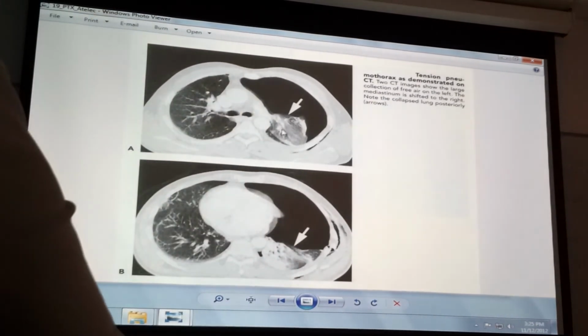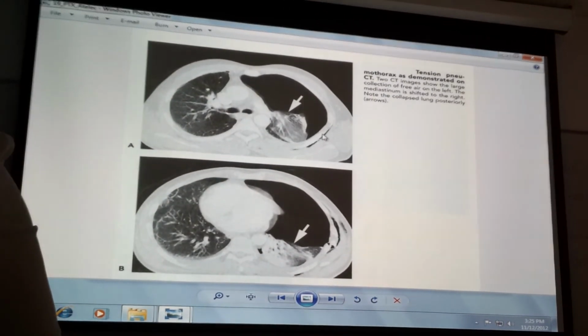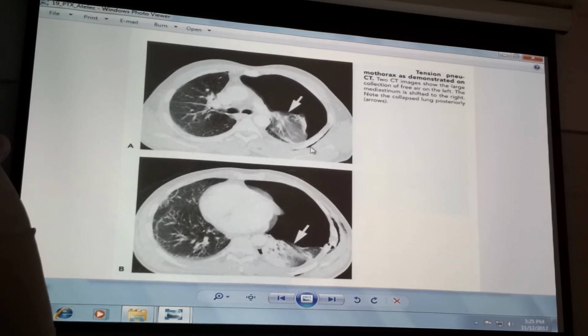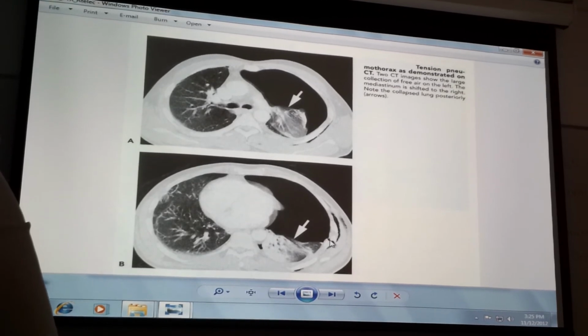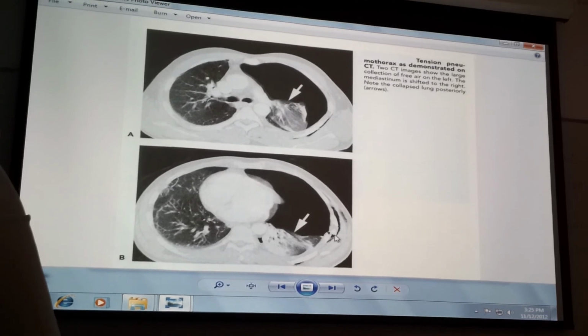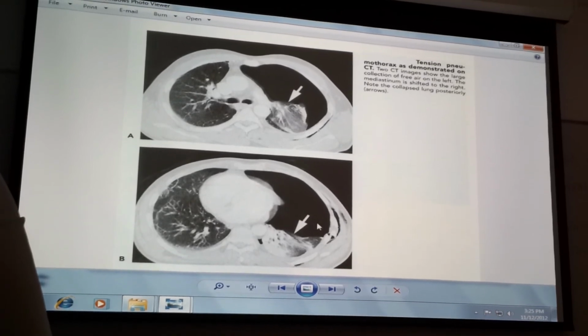And this might have been from an outside injury, maybe there was a stab wound or a bullet wound. We don't see the bullet here. But you definitely see a rib fracture here. You see that, guys? Yes. So here's a rib fracture. So maybe this rib fracture cut right into it and created that pneumothorax.